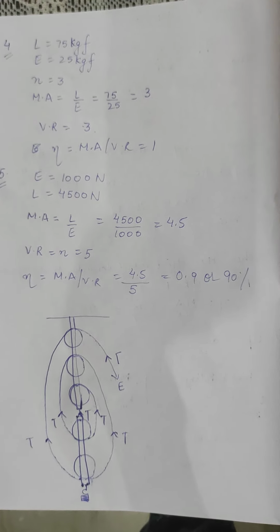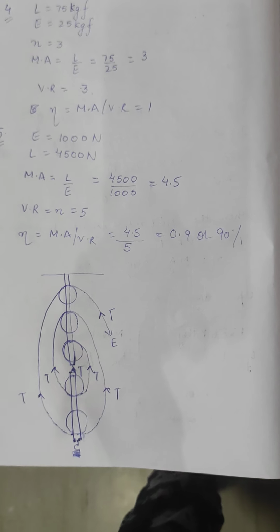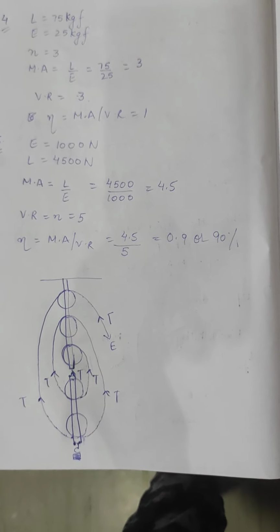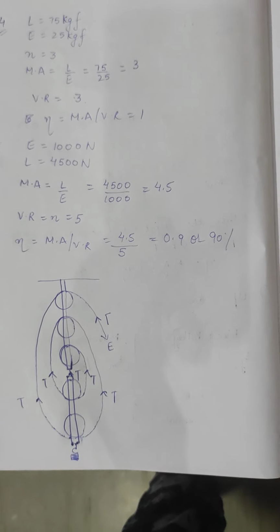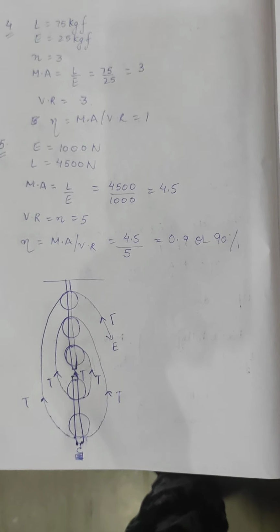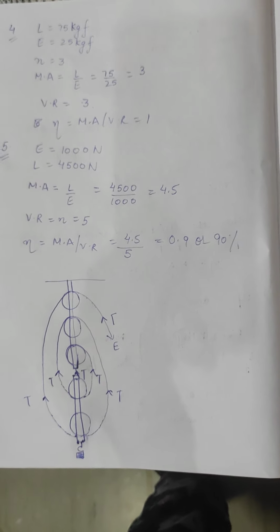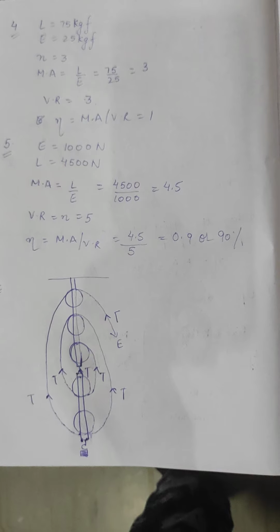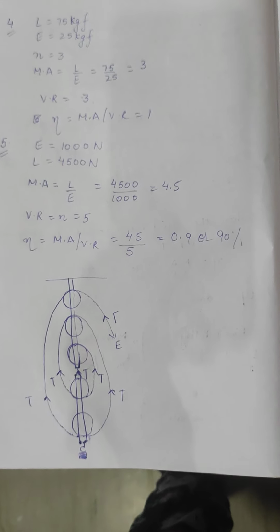Fifth question: in a block and tackle system of 5 pulleys, now there are 5 pulleys, an effort of 1000 Newton is needed in the downward direction to raise a load of 4500 Newton. Again, load and effort are given to you. Mechanical advantage will be load upon effort, which comes out to be 4.5 here. Velocity ratio, you know, for a block and tackle system of 5 pulleys, will be 5. Efficiency will be mechanical advantage upon velocity ratio, that comes out to be 0.9.